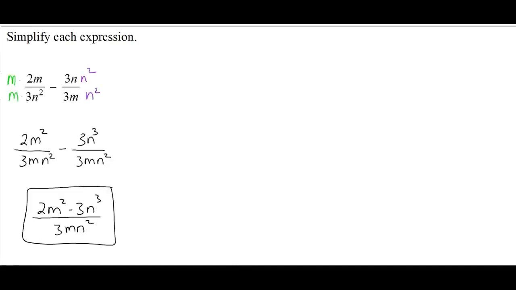All right, so there's your final answer there. In the green and purple, I multiplied to match. The left fraction needed an m because the fraction on the right has an m in the denominator. And then the fraction on the right side needed an n squared because the fraction on the left had an n squared in the denominator. And then step 2, after you multiply to match, you simplify. So m times 2m is 2m squared, and 3n times n squared is 3n cubed.